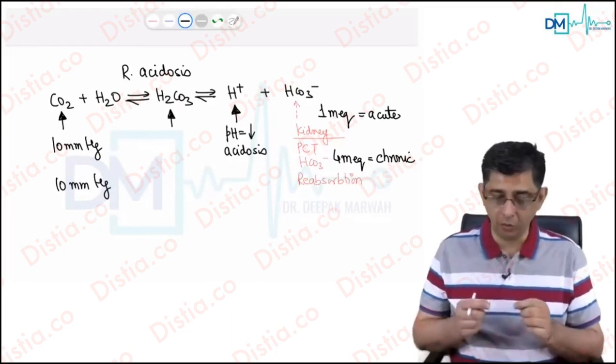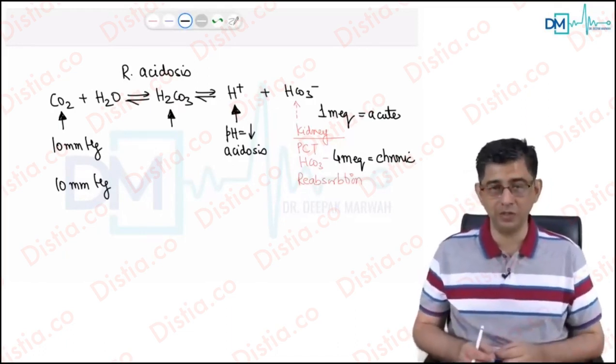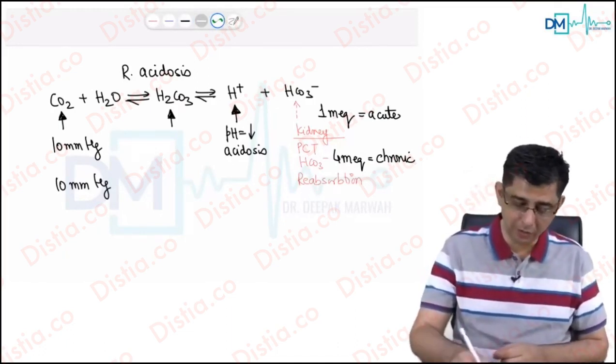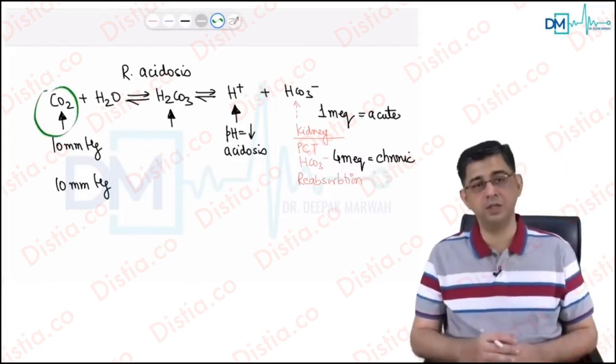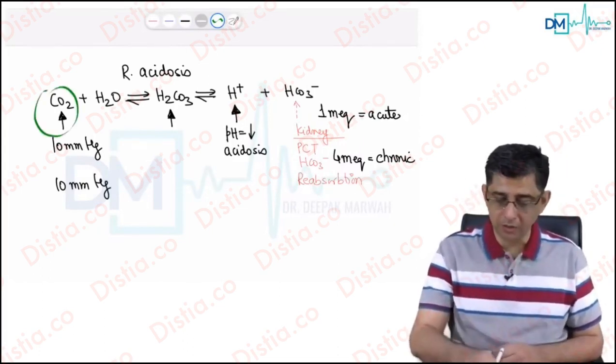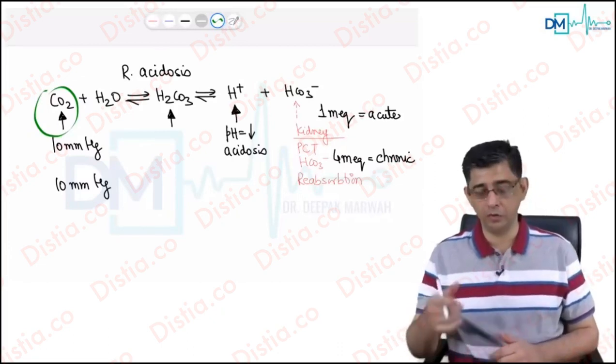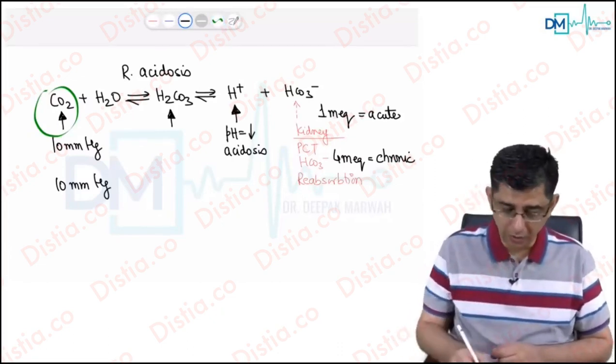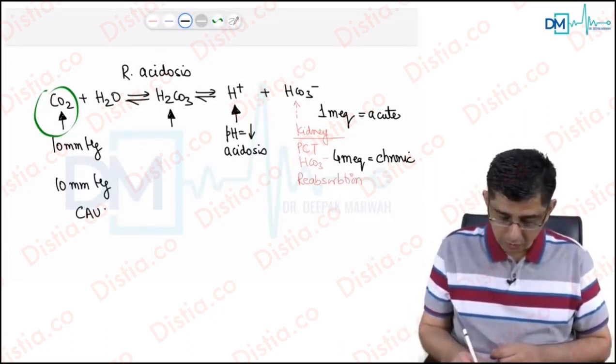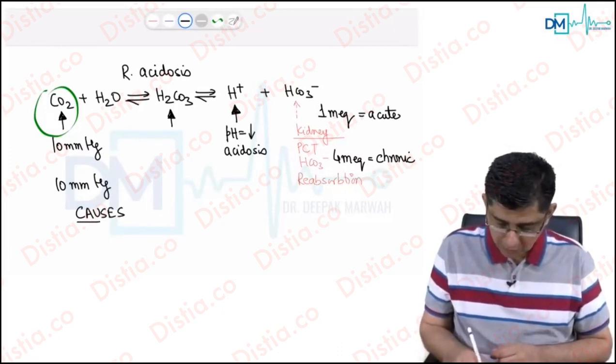The basic point is, in all questions of respiratory acidosis, carbon dioxide always has to be increased. That's the basic rule. Carbon dioxide has to increase, and to neutralize this carbon dioxide, bicarbonate values should also be increasing. So let's quickly evaluate what are the causes for development of respiratory acidosis.